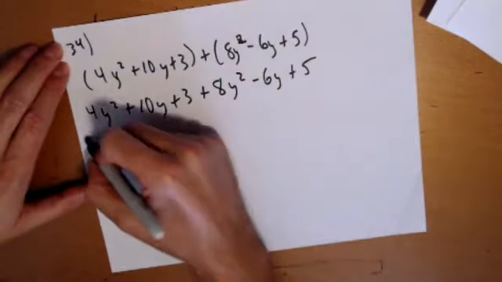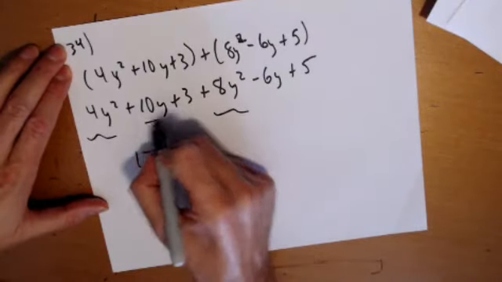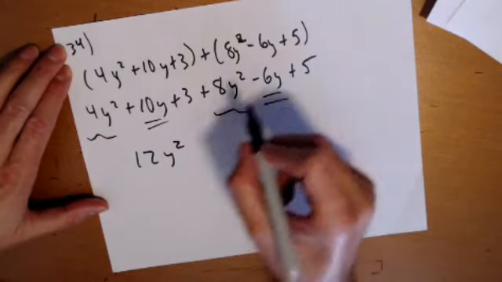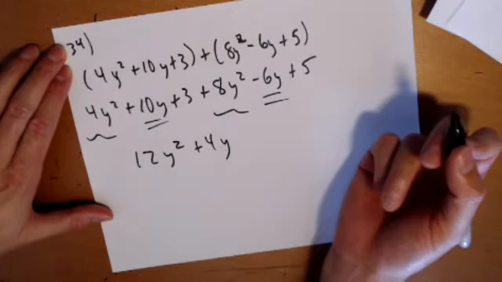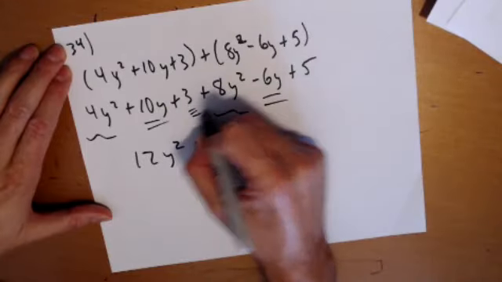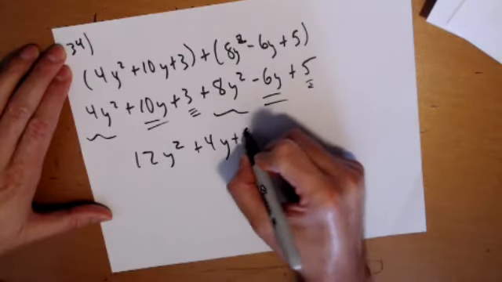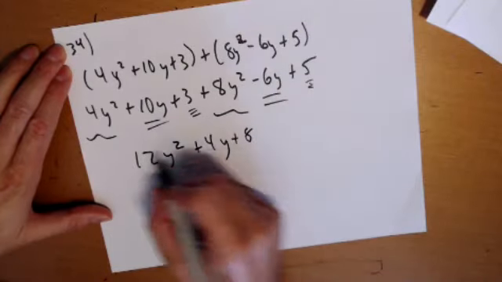Combine like terms. I see 4y squareds and 8y squareds. That's 12 of them. I see some y stuff, 10 of them minus 6 of them. That's 4 of them. Number stuff. Constants. They call them constants. Just numbers with no variable next to them. I see a 3. I see a 5. 8. Y squared stuff, y stuff, number stuff, constants. Cool. It's as good as it gets.